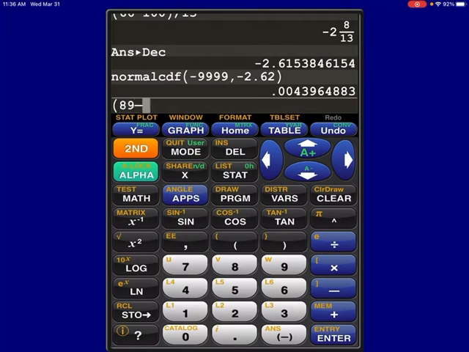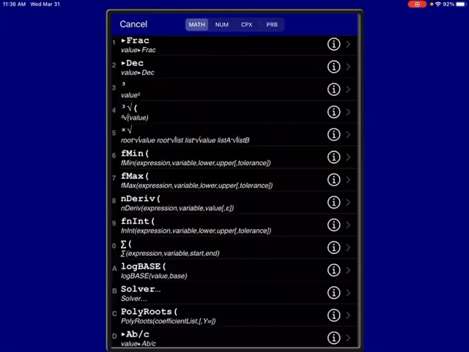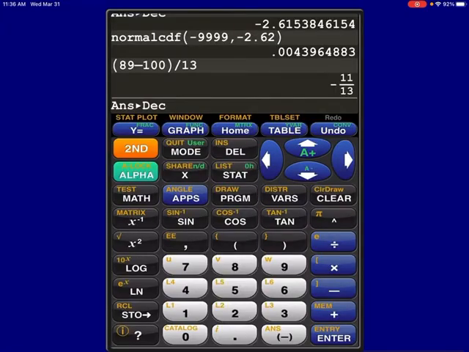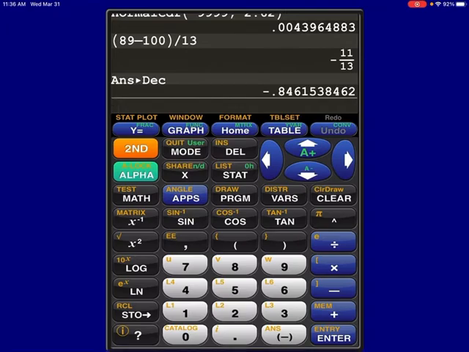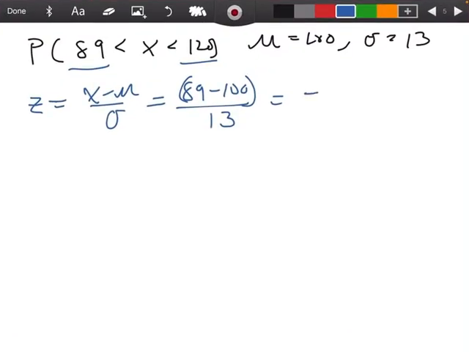89 minus 100 over 13. Let's convert that to a decimal. And so negative 0.85. Okay. Negative 0.85. Now I'm going to do the same thing again for the other value.